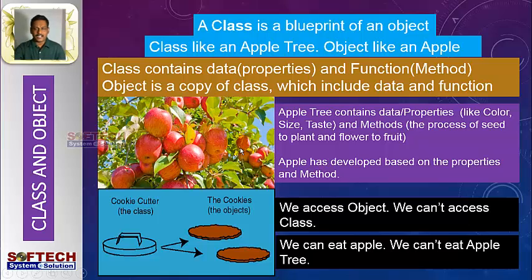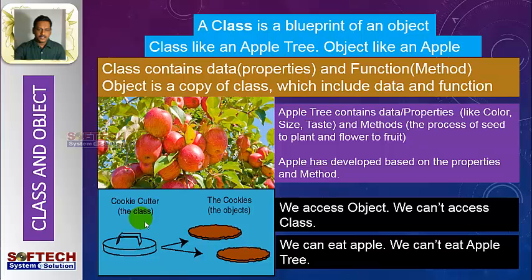So class contains data, also called properties. Functions are methods. So class contains data and functions. Object is a copy of class, which includes data and functions. Based on that data and function in the class, the copy is created as an object, and by using the object we access and utilize the functions and data.